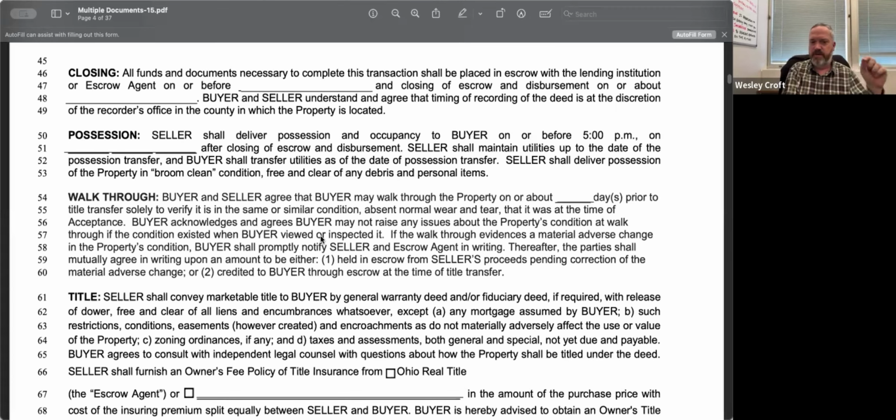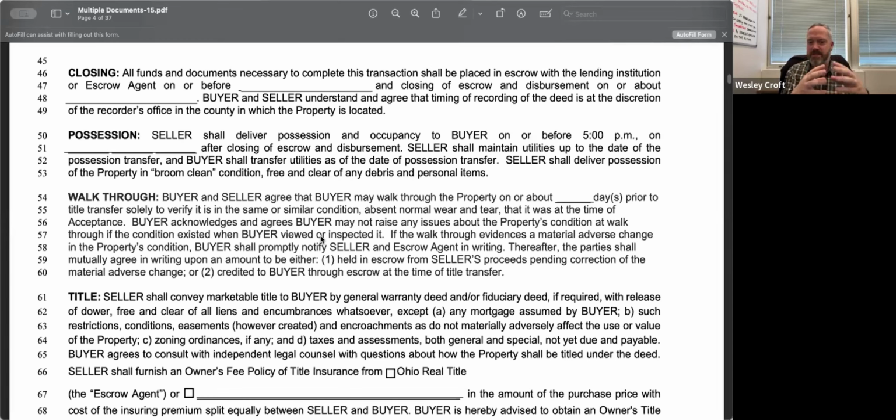Line 46, all funds and documents necessary to complete this transaction shall be placed in escrow with the lending institution or escrow agent on or before blank date, and closing of escrow and disbursement on or about blank. Closing of escrow and disbursement. Closing happens when the title company emails you at the end of the transaction and says, we are closed and all funds are dispersed.